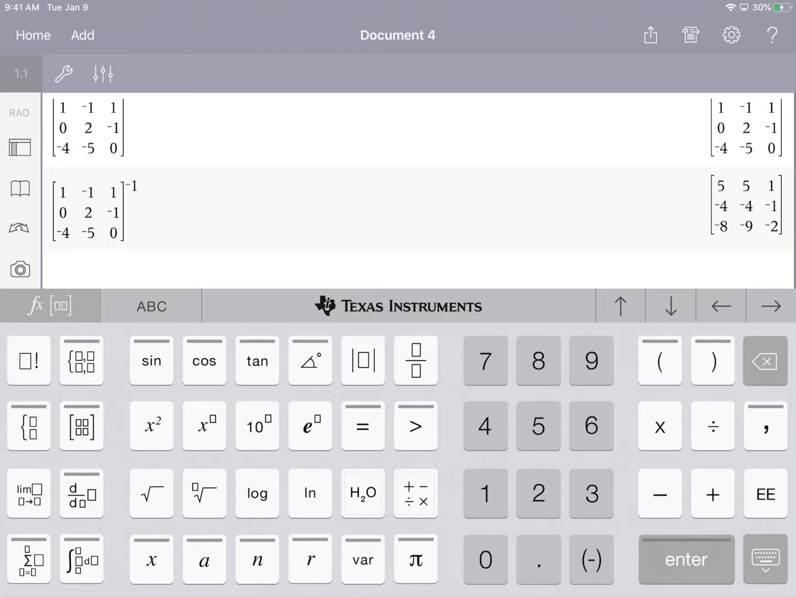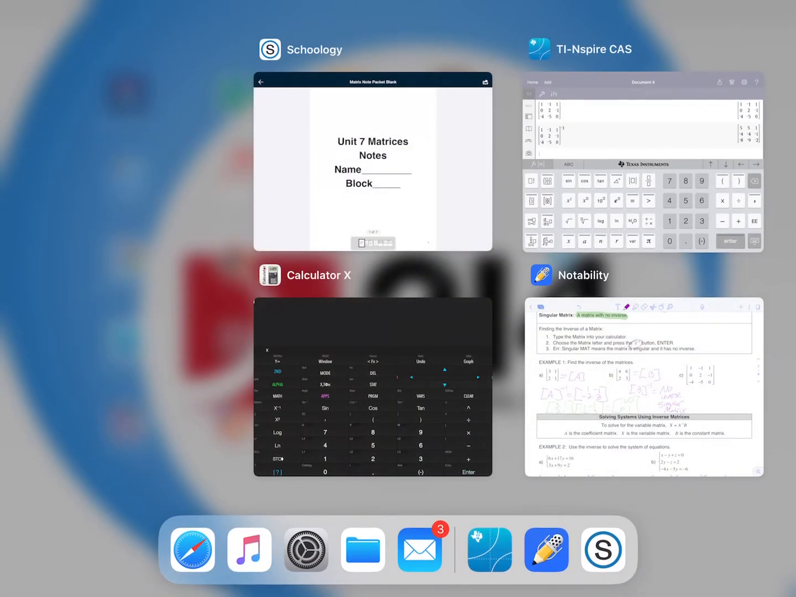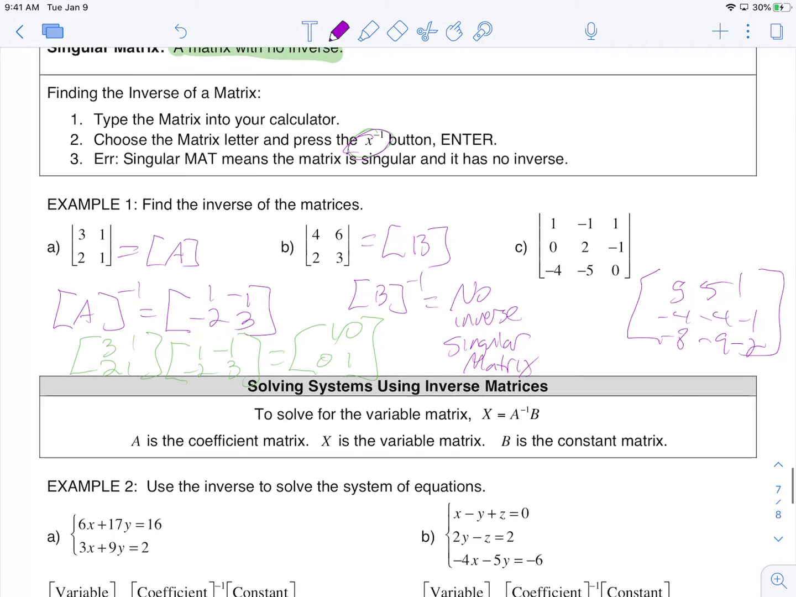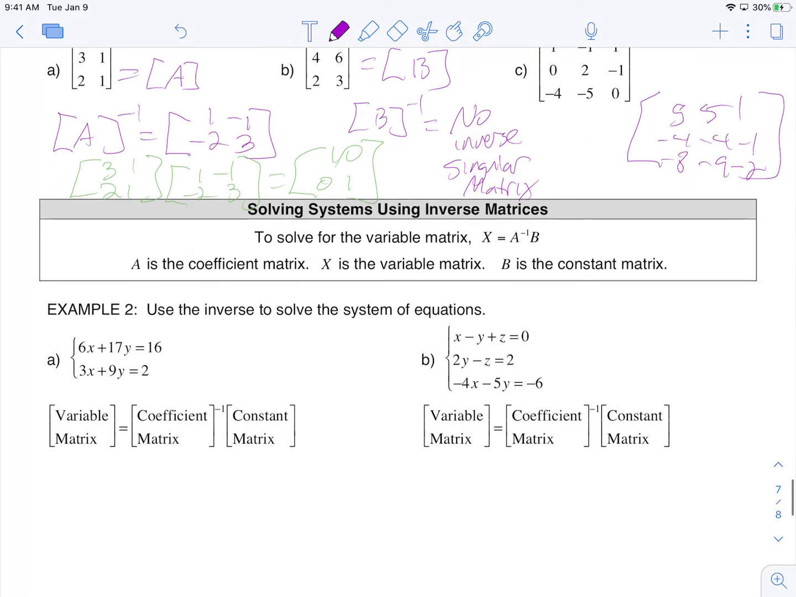So all I did is I raised it to the negative first power, which is the same thing as finding the inverse, and I get 5, 5, 1, -4, -4, -1, -8, -9, -2, and that is the inverse of that matrix. Okay, so again, 5, 5, 1, -4, -4, -1, -8, -9, -2. Now the whole point of doing this, the whole purpose is to solve a system.